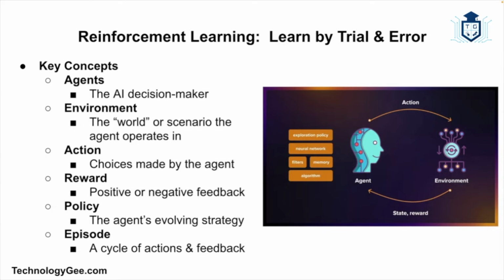And when it comes to reinforcement learning, here are the key concepts. The first one is called an agent. That is the decision maker, or basically the AI. Then there's the environment, and this is the world the agent interacts with. There's the action. This is what the agent chooses to do. There's the reward. This is the feedback based on the action. There's the policy. This is the agent's strategy. And then there's what's called the episode. And this is a sequence of actions and rewards.